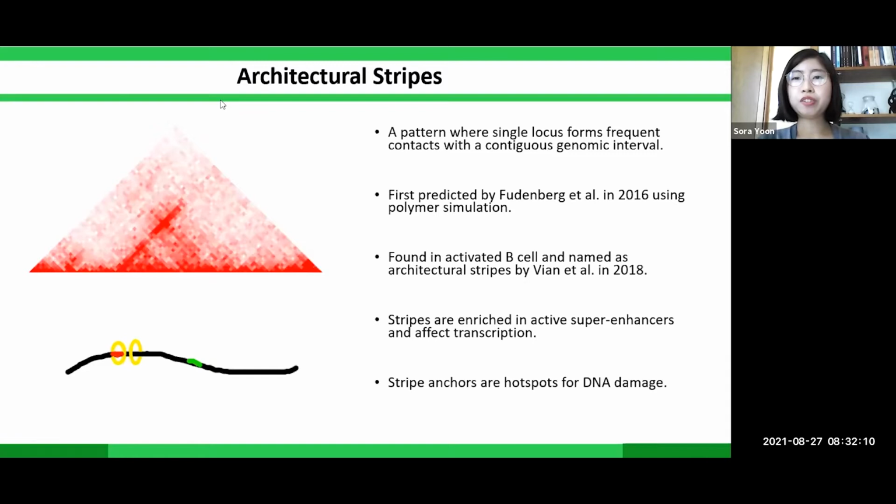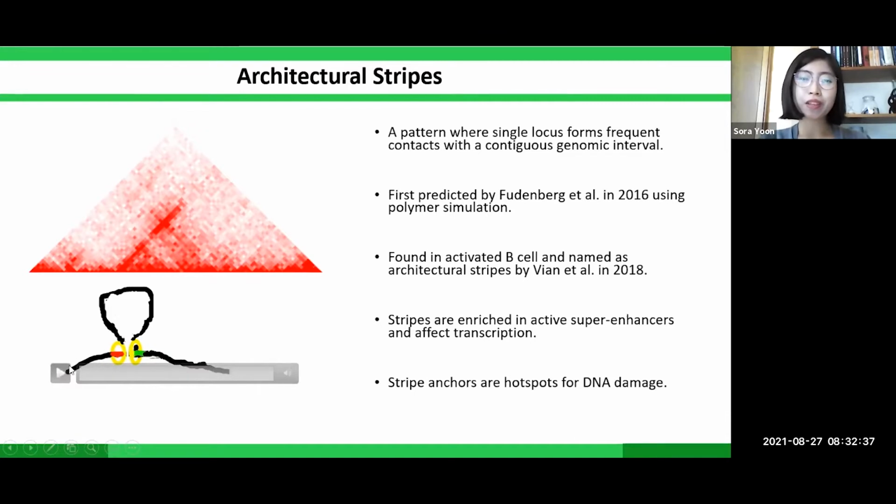First, I'd like to introduce architectural stripes. This is an example Hi-C heat map, and this linear structure is an architectural stripe. This is a pattern where a single locus forms frequent contact with contiguous genomic regions. So I prepared a simple video of stripe formation. Here, this red spot is the stripe anchor, and this stripe anchor keeps interacting with other stripe domains to form a stripe.